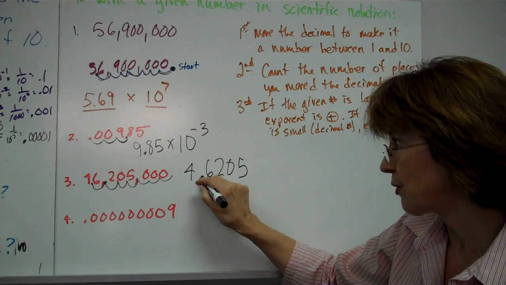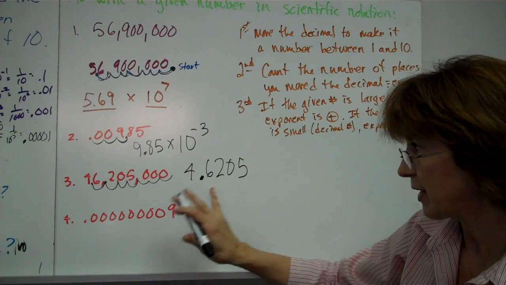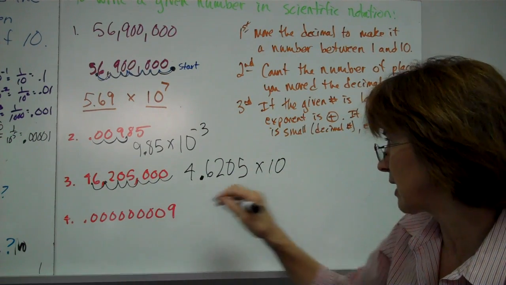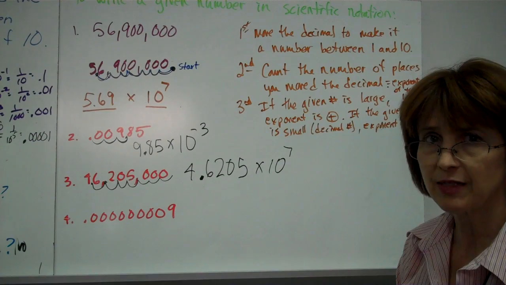Now sometimes you'll be told to round it to the nearest 10th place, whatever, and you can do that. But right now we're just writing them down. Times 10. Okay, to what power? What was that? That was 3, 6, 7. And it was a big number, so it's going to be a positive 7.